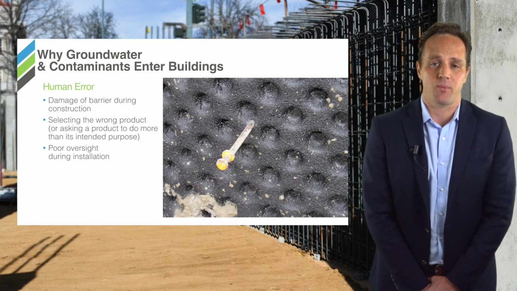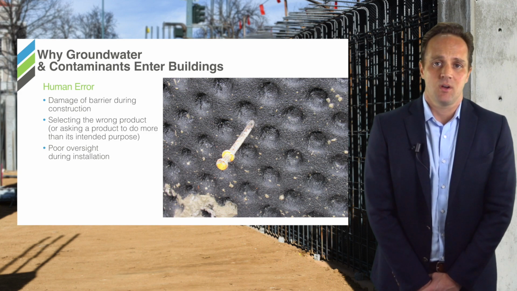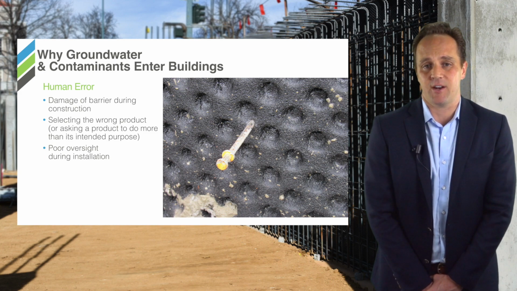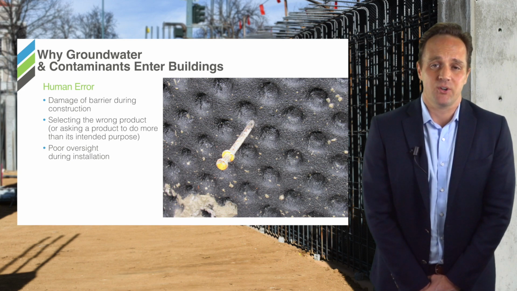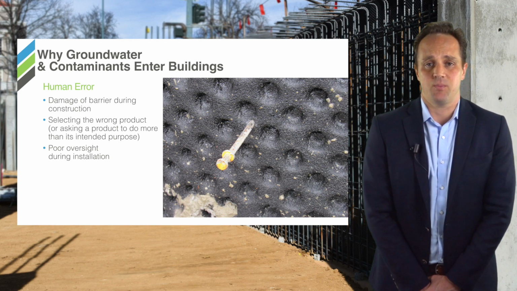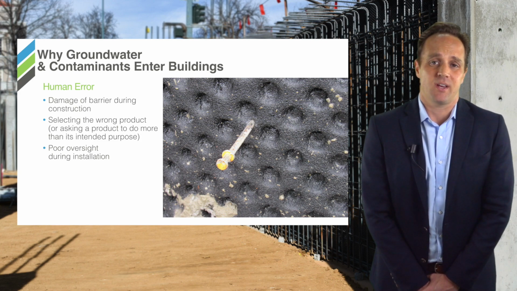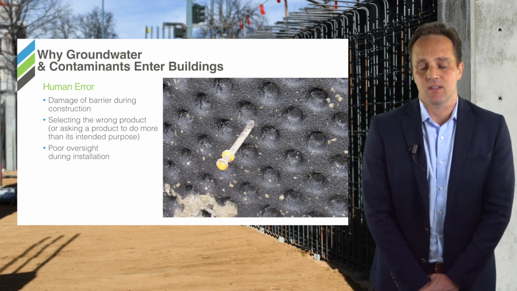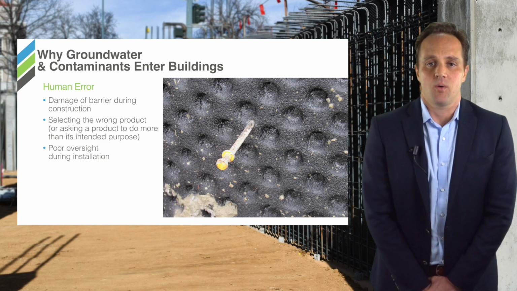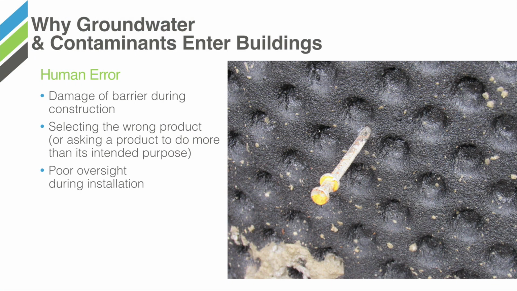Perhaps the product wasn't properly rated for chemical resistance. Perhaps it really wasn't meant to be used in a hydrostatic condition. Whatever the case may be, proper material selection is very critical in keeping that below-grade environment secure. Finally, it really comes down to oversight. You can put mechanisms in place and make sure that the proper oversight is achieved, and that will drastically reduce any type of human error associated with your below-grade protection.